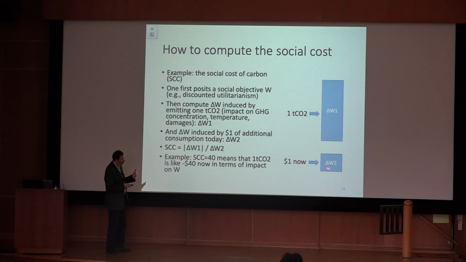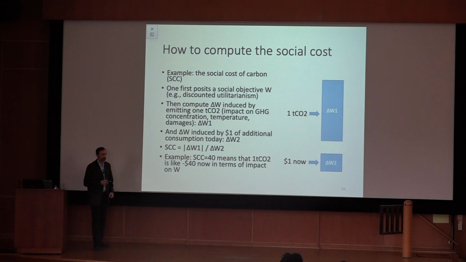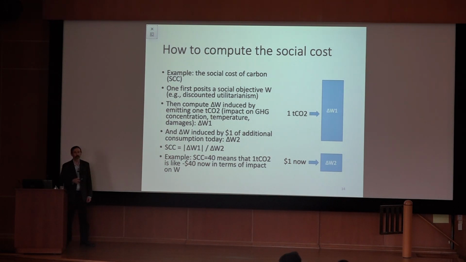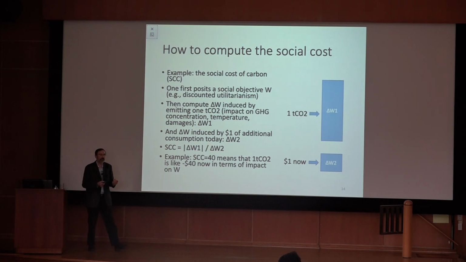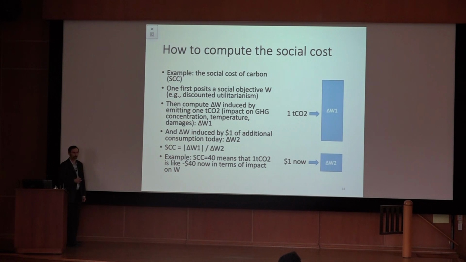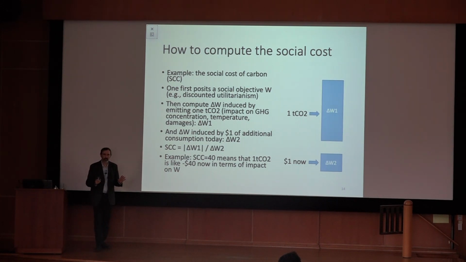So you try to put this box inside this one, and you see it's a certain number of times you have to put it there in order to reach the same impact on W. And that gives you the answer. So the ratio of these two quantities gives you the equivalent in current consumption loss of the impact that a ton of CO2 has on the future through all the climate impacts. Okay? So does that make sense? Is there any question about that?